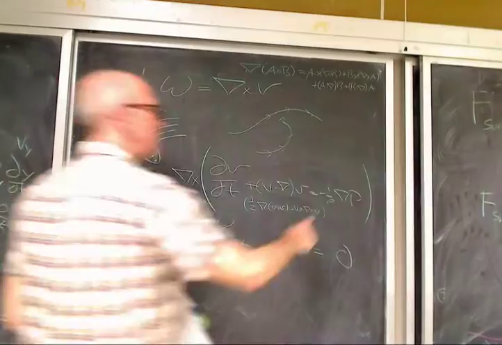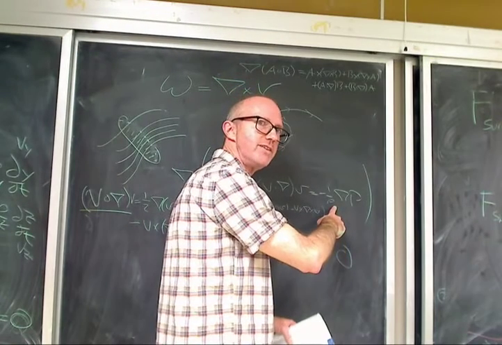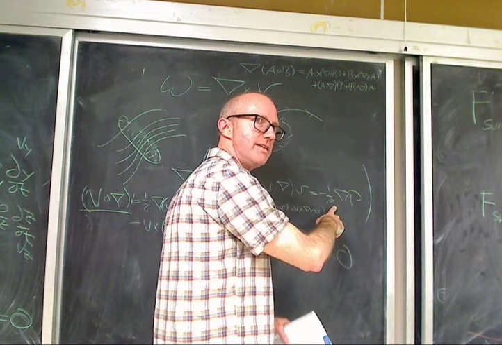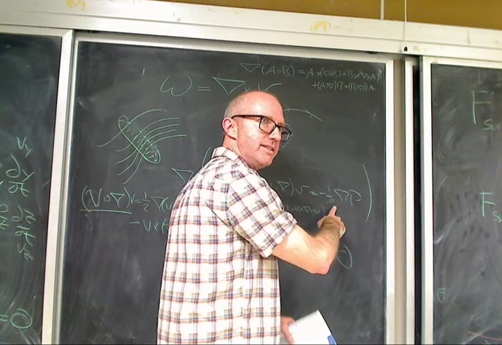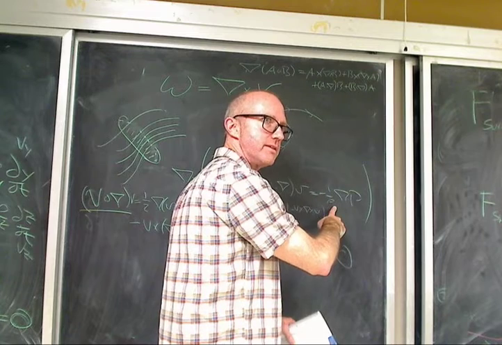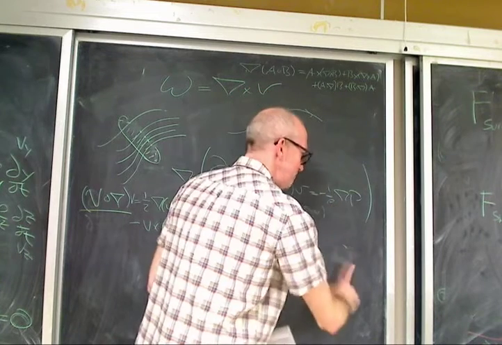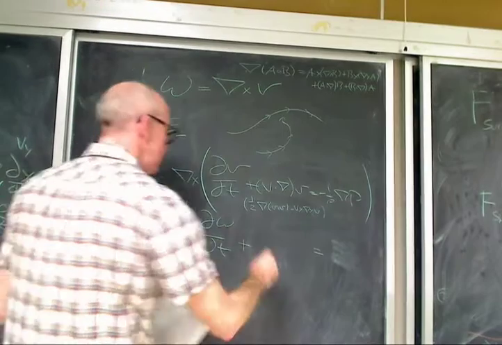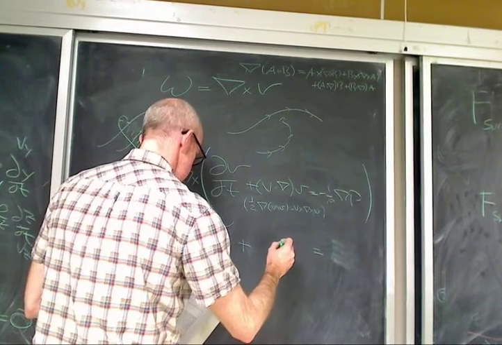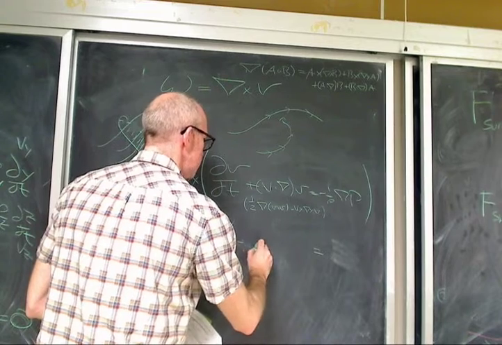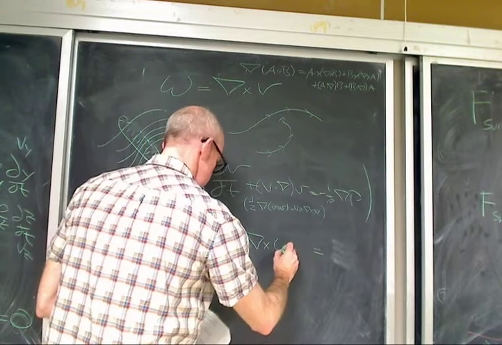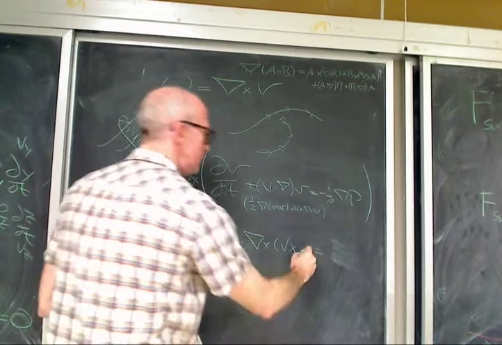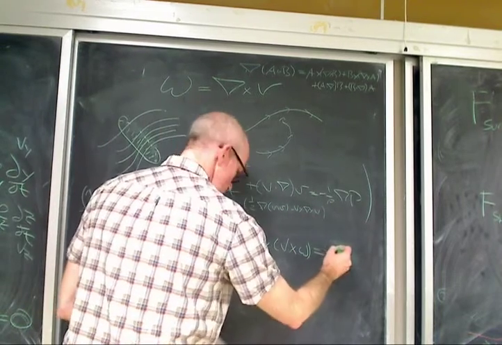Oh, sorry. I don't get to curl this yet. I don't get to throw this out yet, because this isn't the gradient of a thing. It's 1 over rho times the gradient of a thing. I'm not done with this term yet. Sorry, I jumped the gun. So d omega dt minus del cross v cross. This is v cross del cross v. This is v cross omega equals.